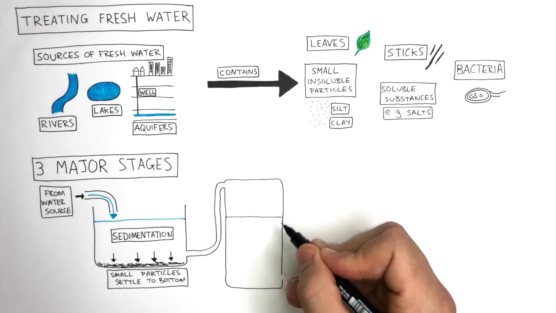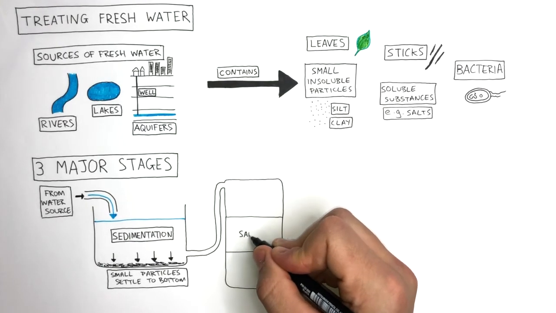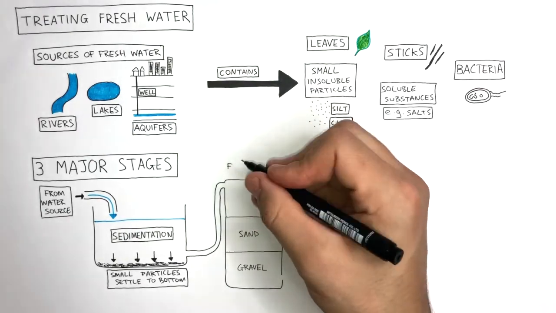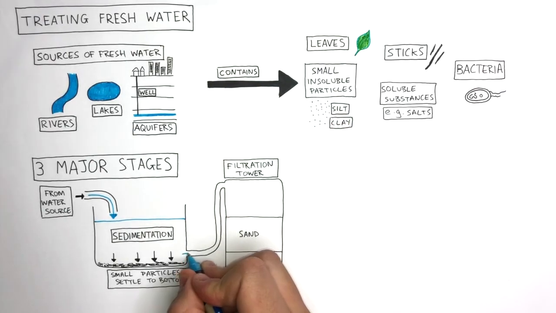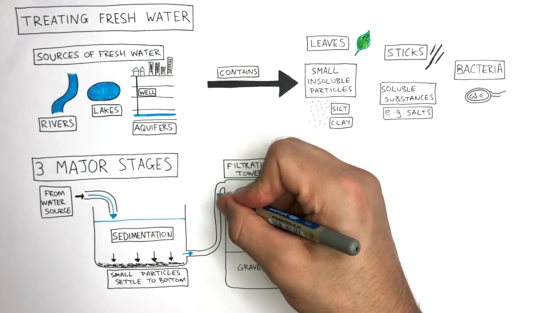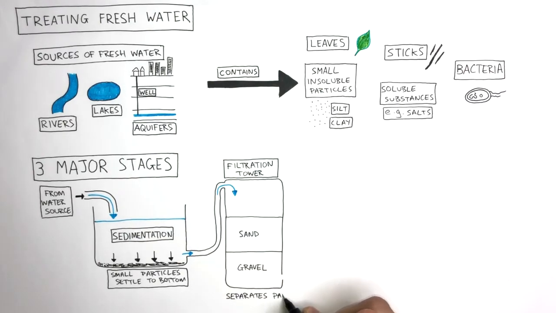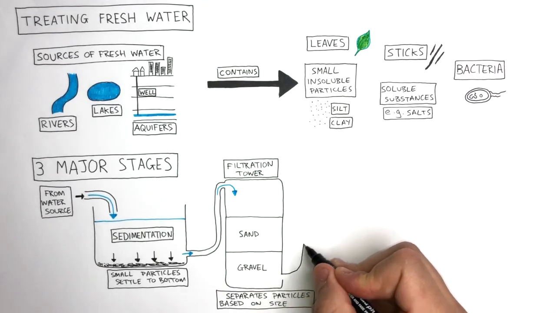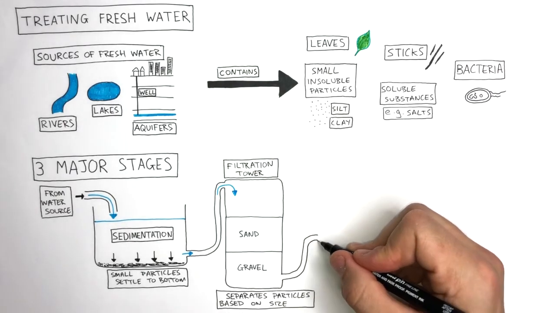The water then flows into the filtration tower, which contains water at the top, then sand, and then gravel. So this is known as the filtration tower, where filtration takes place. The water that flows from the sedimentation tank into the filtration tower still contains very small particles. The sand and gravel beds separate the particles based on size. By this stage, sedimentation and filtration have removed the leaves, sticks, and small insoluble substances.